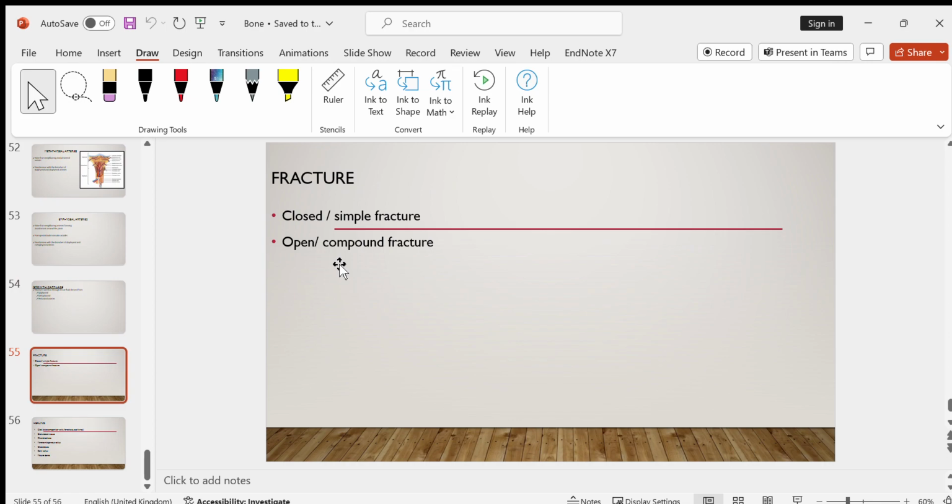So, what is a fracture? A fracture is of two types. It can be a closed or simple fracture, or it can be an open or compound fracture. A closed fracture is one in which the continuity of the skin is not disrupted. In an open fracture, the muscle mass is disrupted, and we can see an open wound.